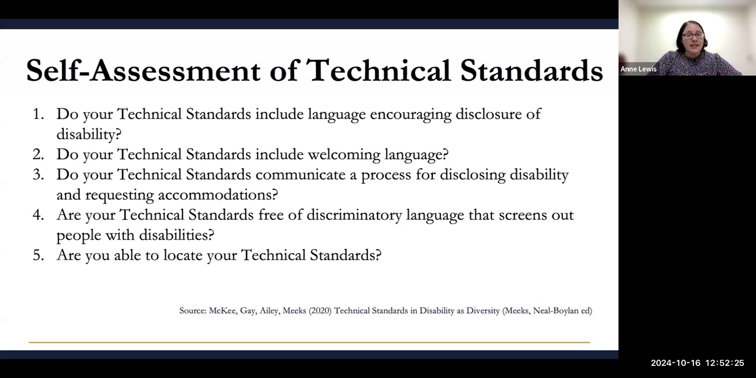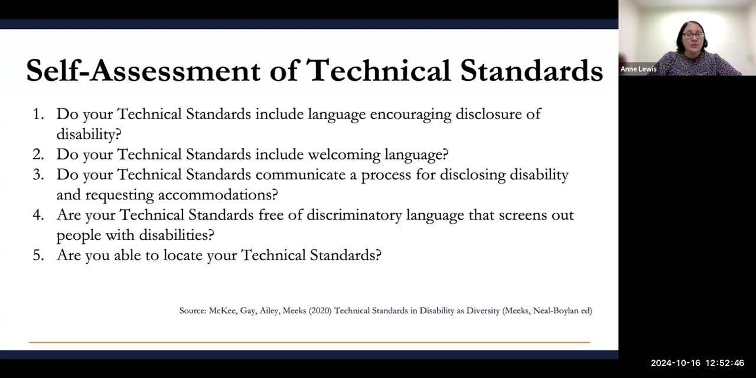Third, do your technical standards clearly outline the process for disclosing disability and requesting accommodations? It's vital that students fully understand the process for requesting accommodations. Following the Office for Civil Rights recommendations, programs should provide clear, accessible instructions to prevent misunderstandings.